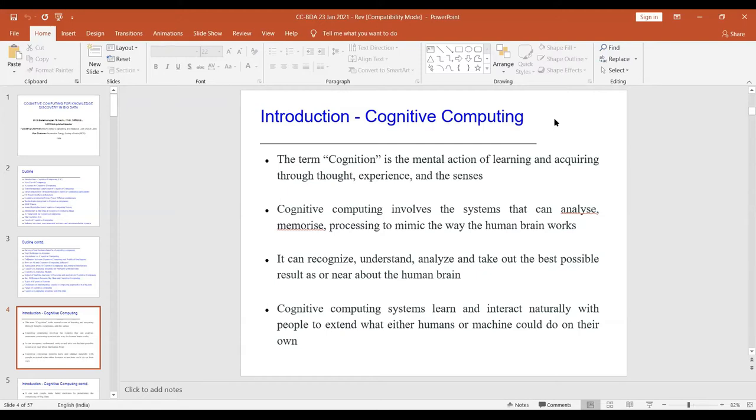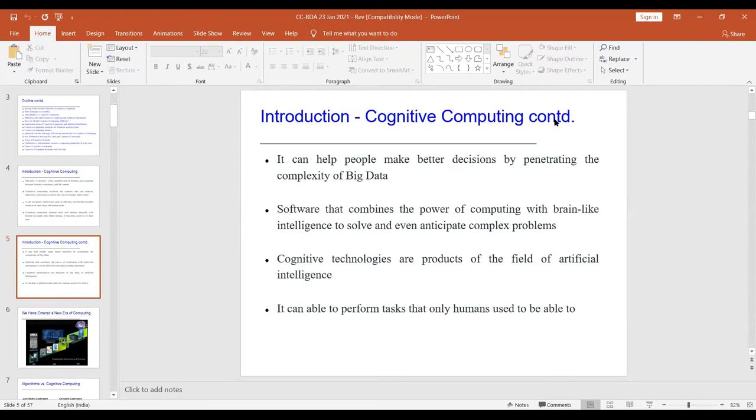A cognitive computing system learns and interacts naturally with people, to the extent of what humans or other machines could do on their own. As I said previously, it can help people make better decisions by penetrating the complexity of big data. Here is where the problem statement comes into the picture. Cognitive computing can help people make better decisions by penetrating the complexity of big data. A very good example for this statement is our online shopping. We will take Amazon as an example.